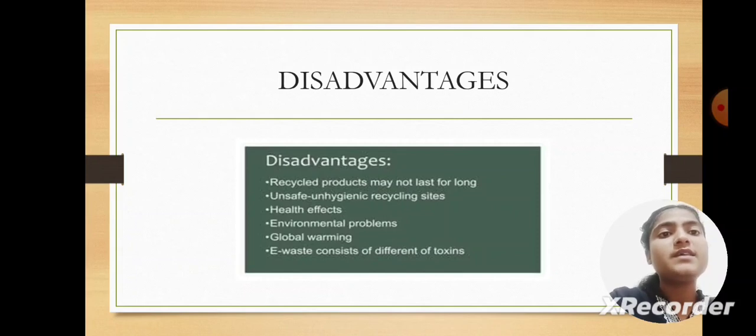Disadvantages are: recycled products may not last for long, unsafe and unhygienic recycling sites, health effects, environmental problems, global warming. E-waste consists of different toxic substances. These are the major disadvantages of e-waste.